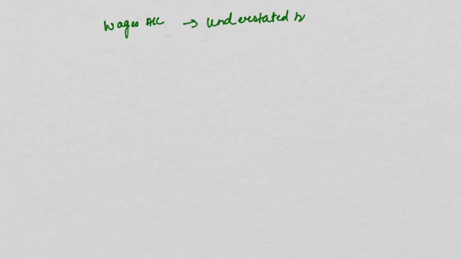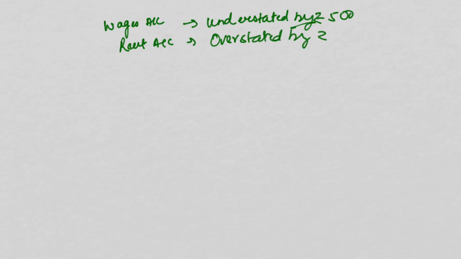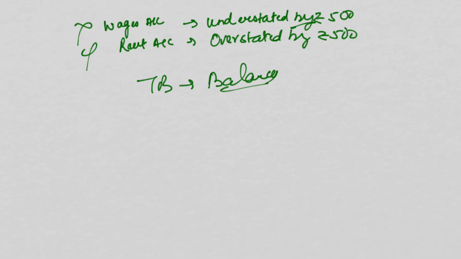Suppose the following mistake occurs. Wages account is understated by rupees 500, and rent account is overstated by rupees 500. So both the errors are cancelling each other, so the trial balance still balances, but the accounts are incorrect.